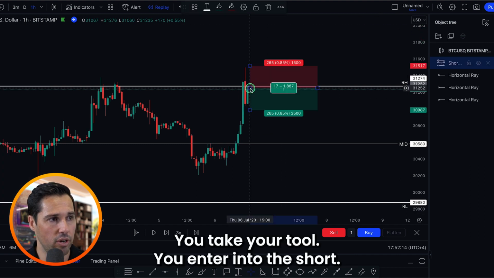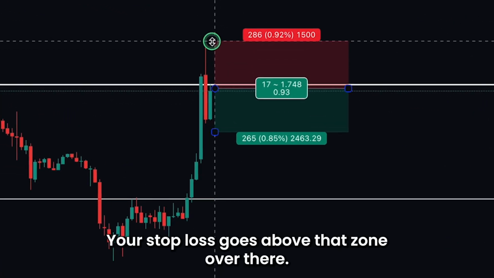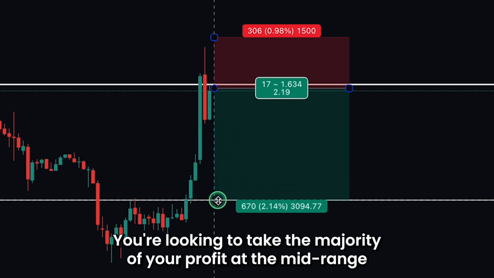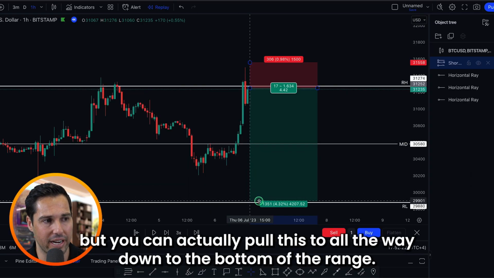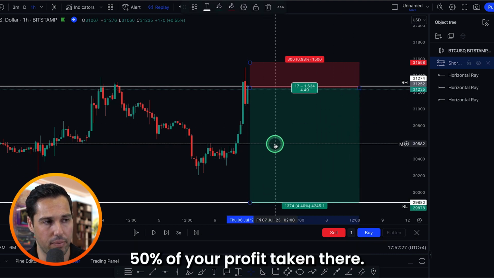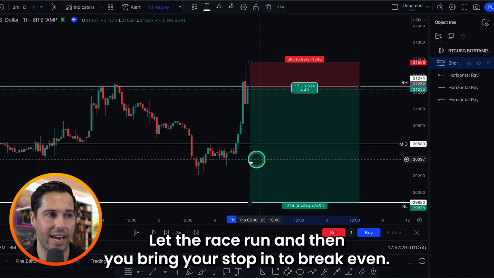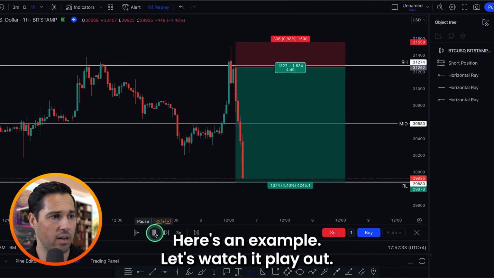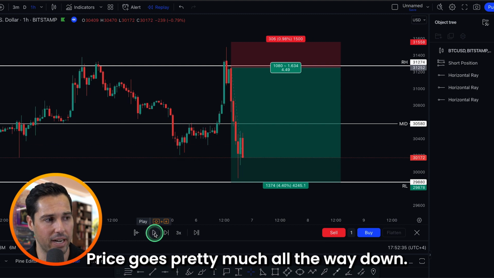You take your tool, you enter into the short, your stop loss goes above that zone over there. You're looking to take the majority of your profit at the mid-range, but you can actually pull this tool all the way down to the bottom of the range, 50% of your profit taken there, let the rest run, and then you bring your stop into break even. Here's an example. Let's watch it play out. There you go. Price goes pretty much all the way down.